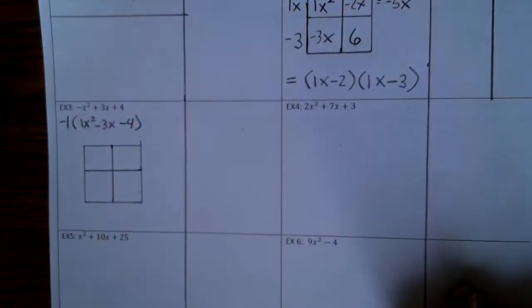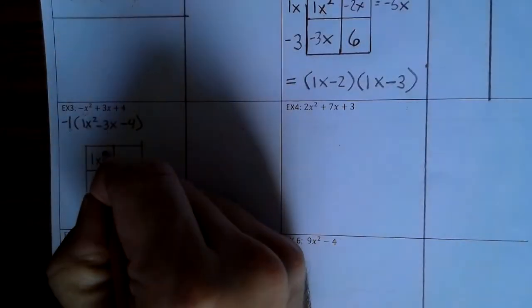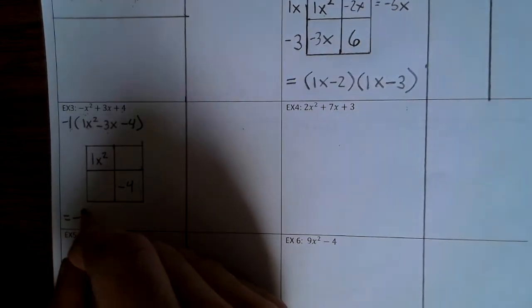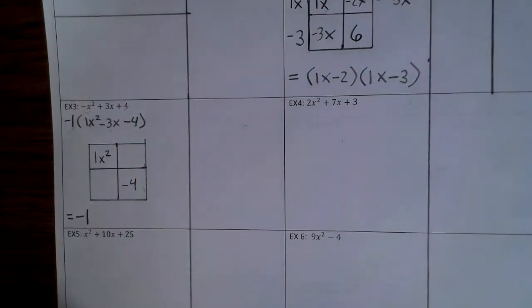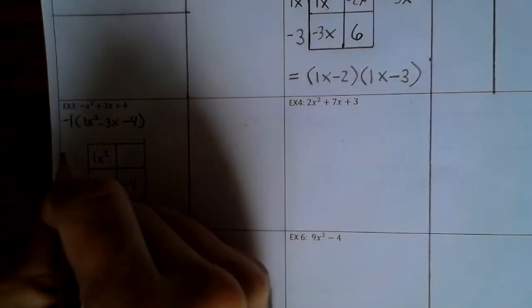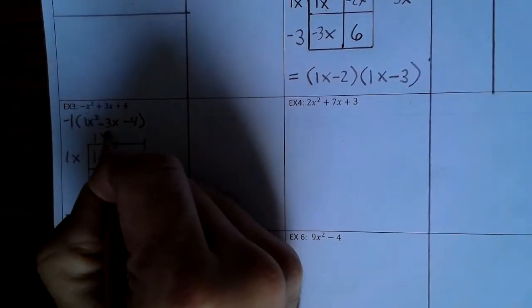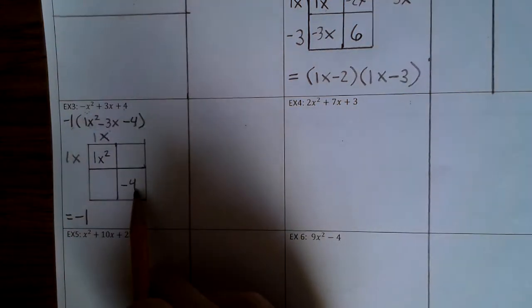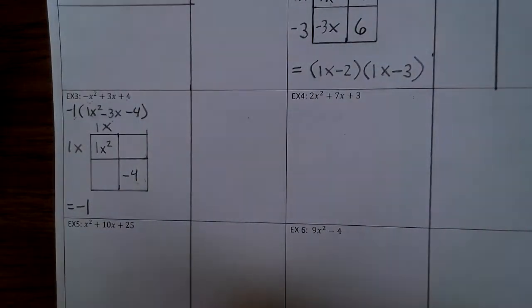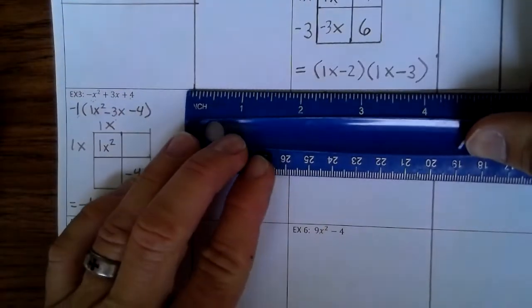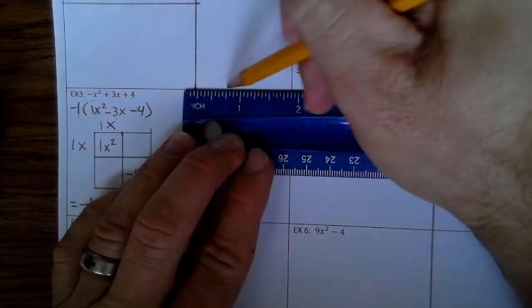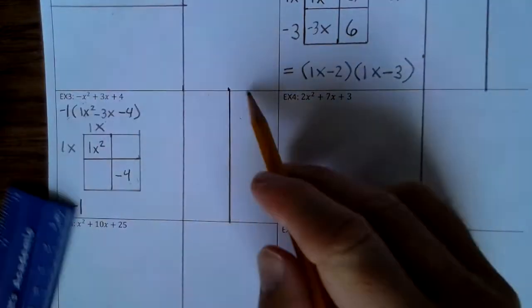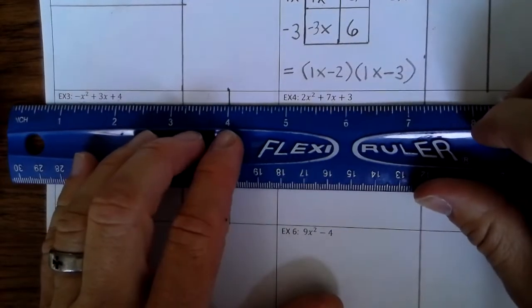Okay? Now, first term, last term, and we're not going to worry about the negative 1 until the end because that's going to be part of our answer. Okay? Now, we know that 1x times 1x makes 1x squared. Now we need to find all the combinations that multiply to give you negative 4 and combine to be positive 3. Now you don't need to write multiply, combine at the top, but I would recommend doing that.